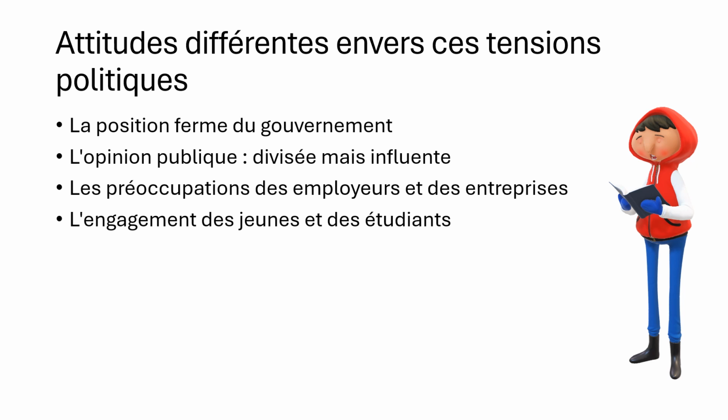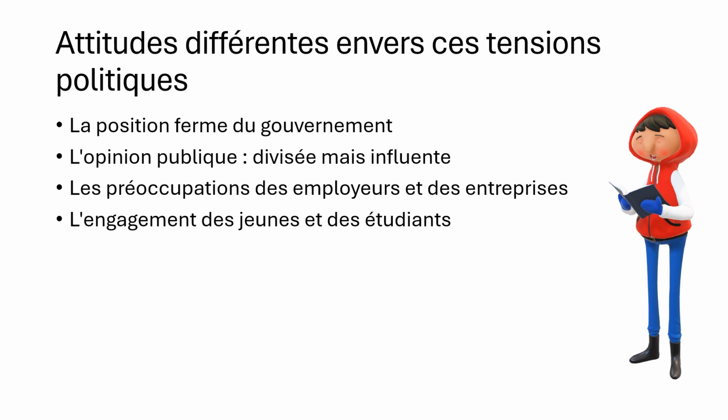The French government's firm stance. So overall, the French government often argues that reforms such as pension changes are necessary for economic stability. For example, despite months of protests in 2023, President Emmanuel Macron pushed through pension reform, raising the retirement age from 62 to 64, even using Article 49.3 to bypass a parliamentary vote.